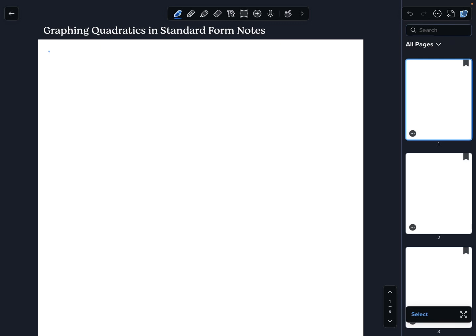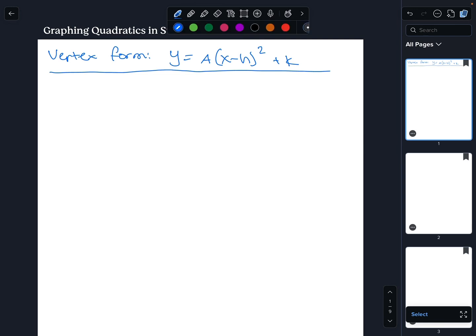There's two forms when you graph quadratics. The first one is vertex form, and that form looks like this: y equals a(x minus h) squared plus k. That's the first form, and people find that one the easiest form. But the form we're going to be dealing with today is called standard form. And standard form is ax squared plus bx plus c.